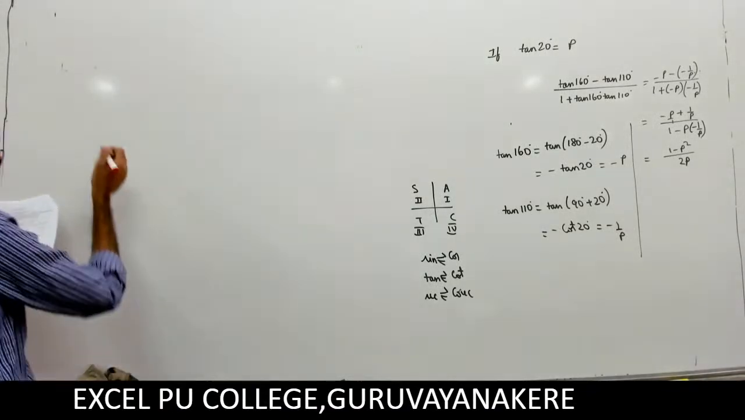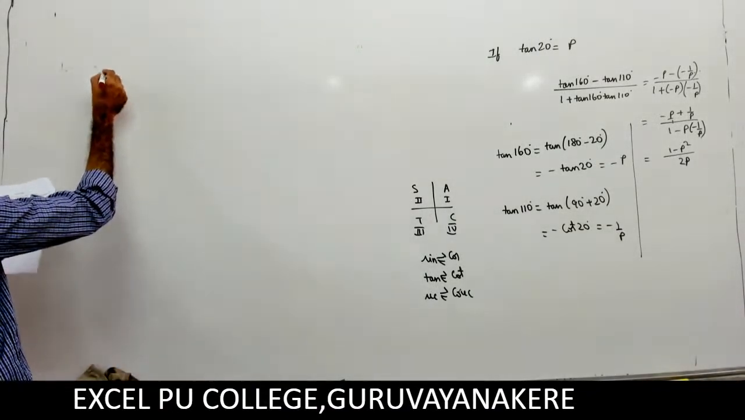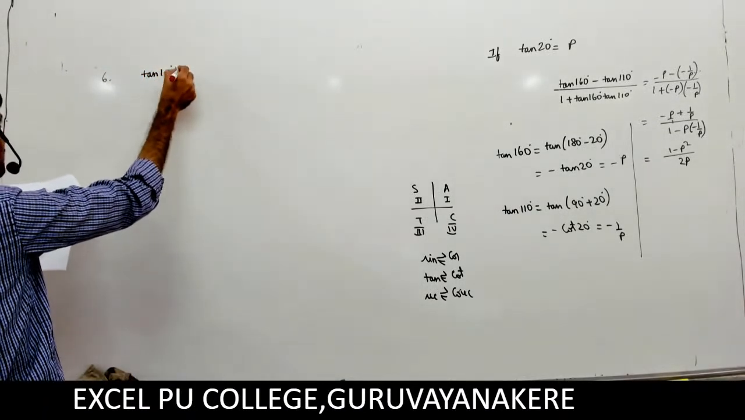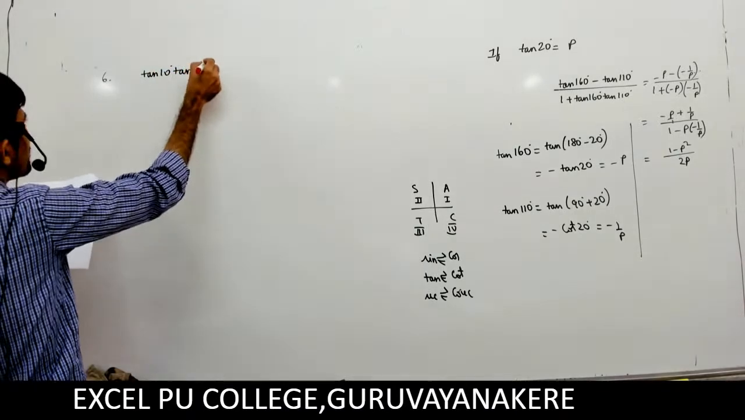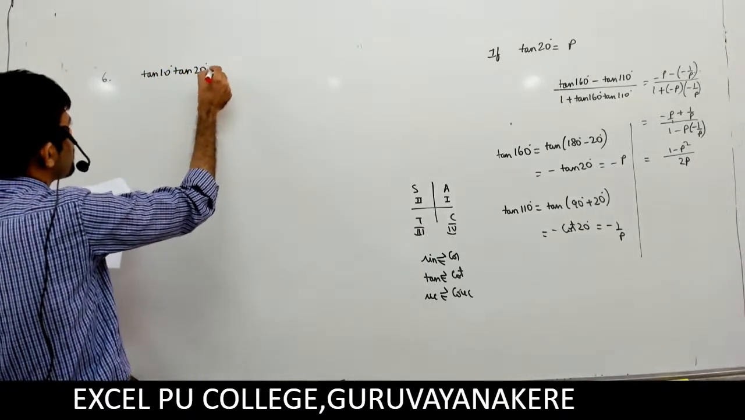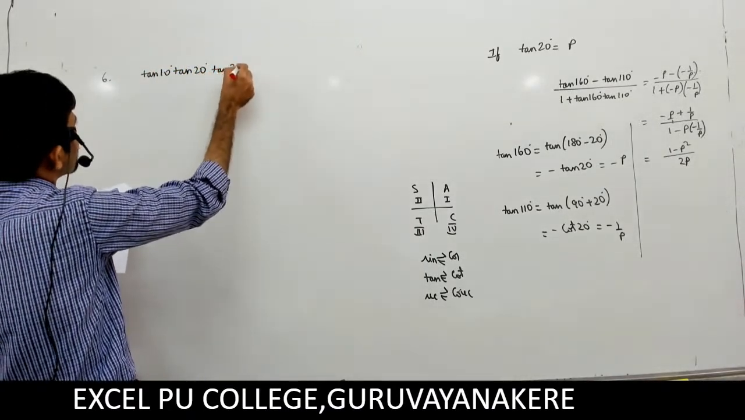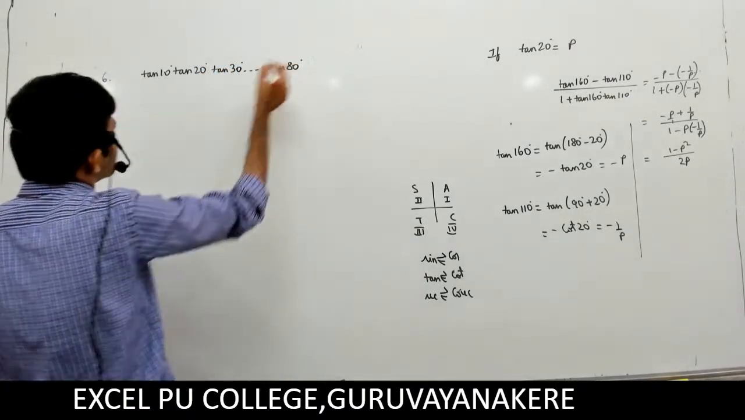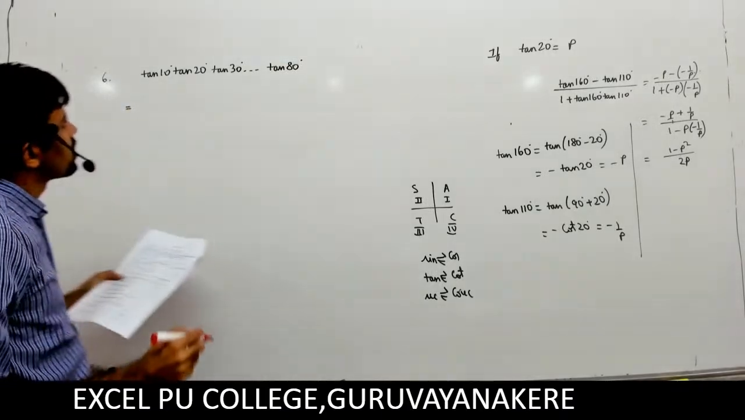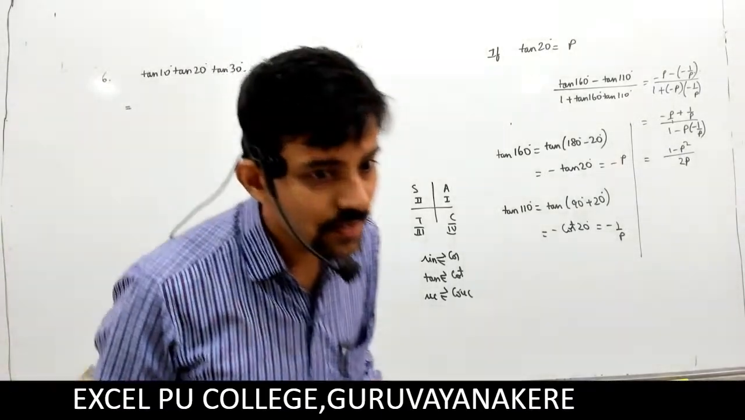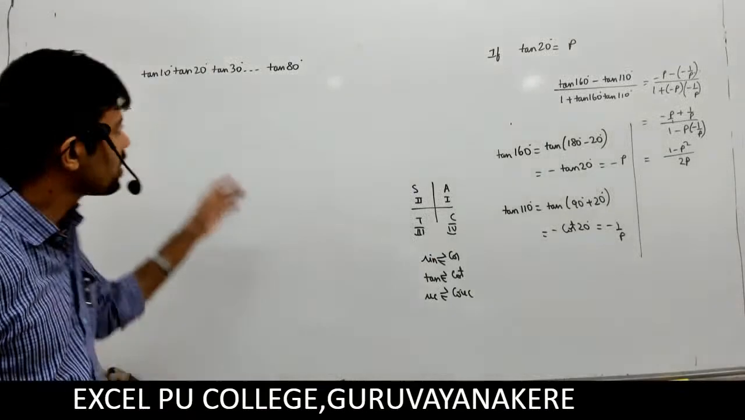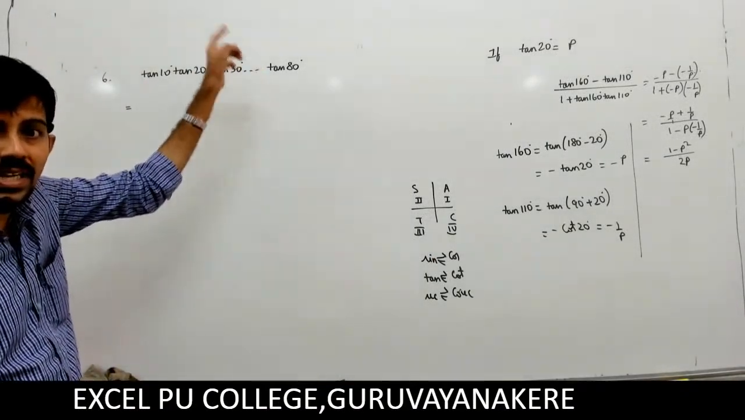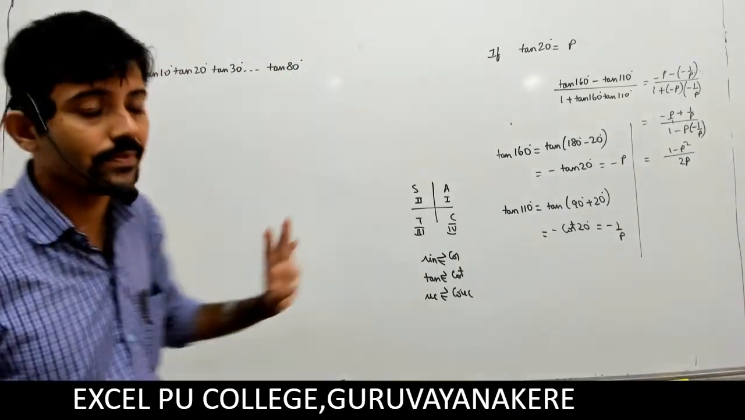Question number 6. Find the value of tan 10 degree into tan 20 degree, tan 30 degree, and so on up to tan 80 degree. Here there are 8 factors: tan 10, tan 20, tan 30, tan 40, tan 50, tan 60, tan 70, tan 80.